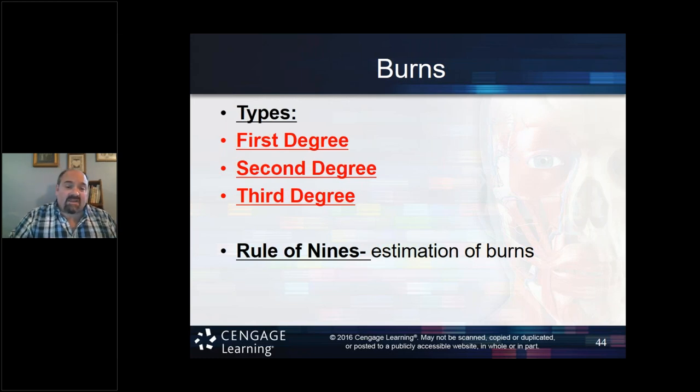But first degree burns, second, third degree burns, we're going to look at those different types. We'll see the rule of nines, which comes into play when you hear someone say, oh, they've been burned over 45% of their body, or greater or lesser numbers. Well, how do we come up with that number, that percentage? You're going to see that in a moment.